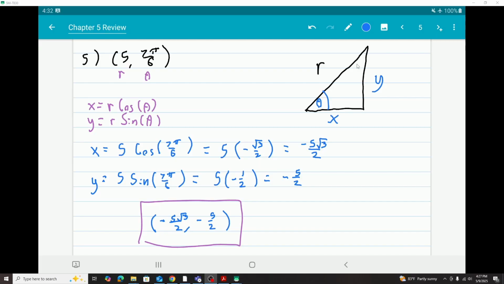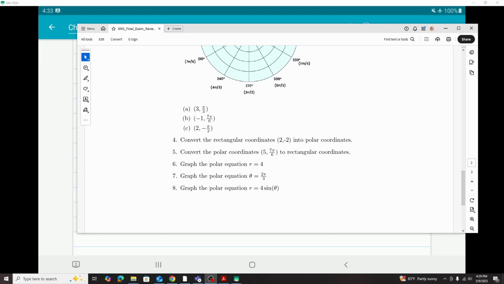We take pre-calculus usually because we're taking classes after this. And this is one thing that really does show up all the time later, is breaking it down into vertical and horizontal components. Problem 6 asks us to graph the polar equation r equals 4.